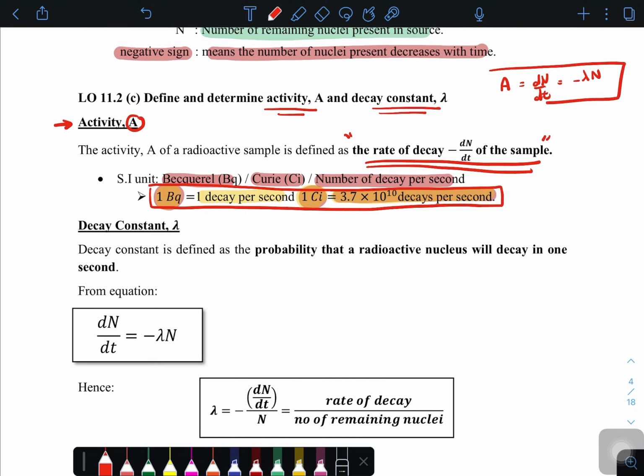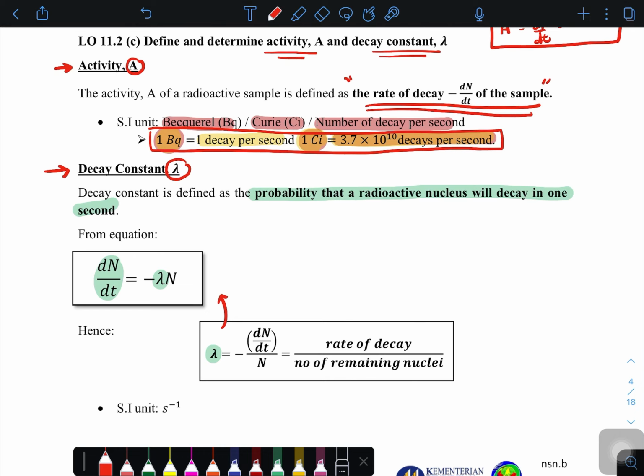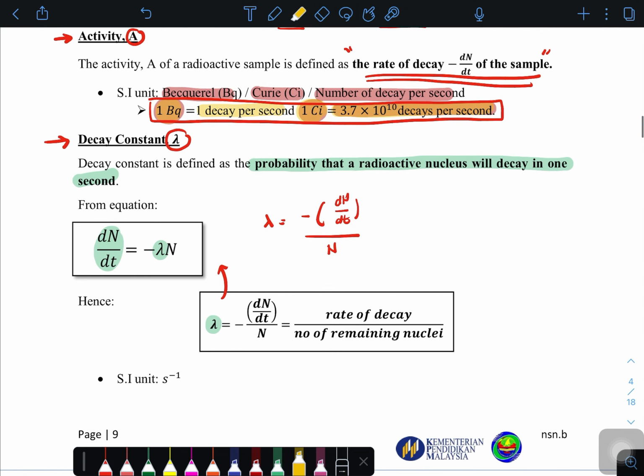Activity is dN over dt. And we also want to know what the decay constant is. The symbol for the decay constant is lambda. The decay constant is defined as the probability that a radioactive nucleus will decay in 1 second. In 1 second, how many of our nuclei can decay. That's why we call it the decay constant. dN over dt equals negative lambda N. Rearranging this equation, we get lambda equals negative dN over dt divided by N. And the unit for lambda is per second.